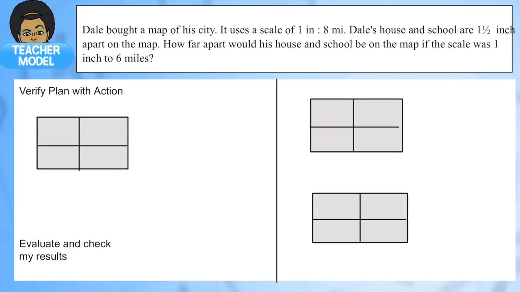I've set up both methods. I'm going to start with the easier one, which is the one where we're just using math. On this method, I'm going to use what we already know, that 1 inch is 8 miles. And I'm going to do this to figure out if this is 1.5 inches, how many miles is this? All right, so first, I'm going to find the actual miles.